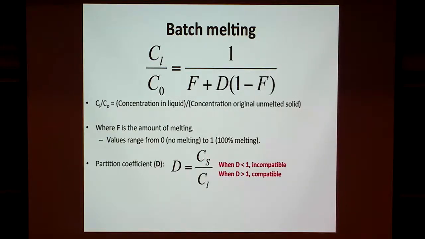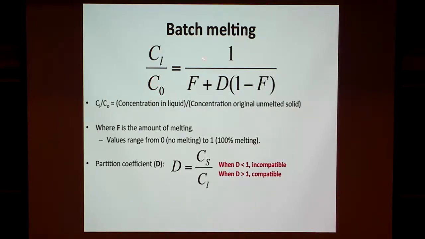Okay, so what happens in this equation as you take F to 0? Well, let's go the other direction. Let's say that F is 1. Let's go to the extreme. What happens to the concentration in the liquid relative to the concentration in the original solid when F is 1? Stays the same, because all of that trace element is now in the melt. So all the strontium that was here is now here.